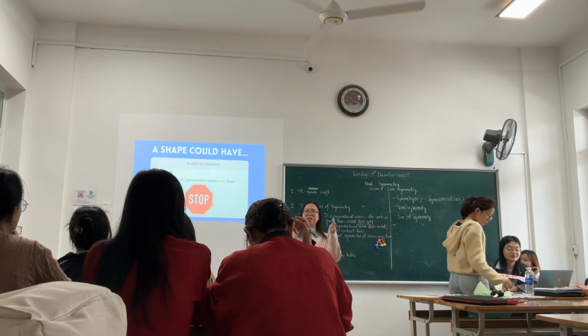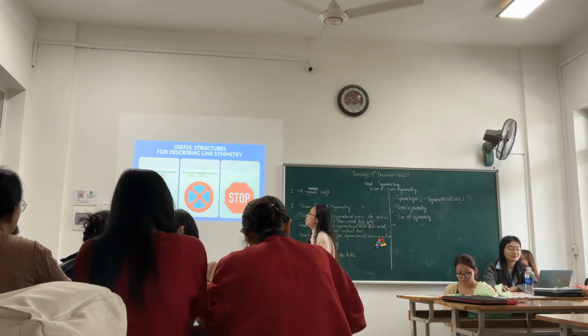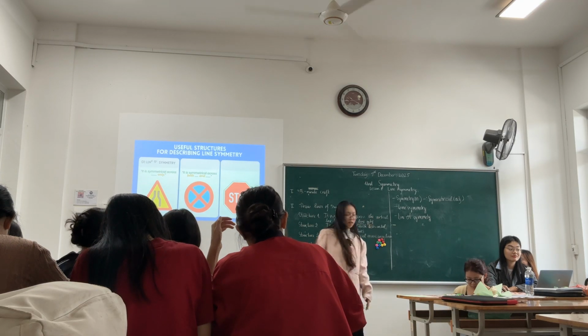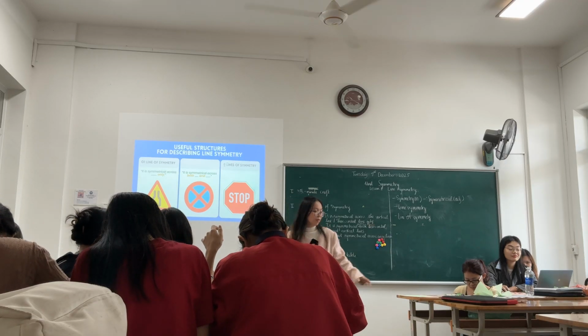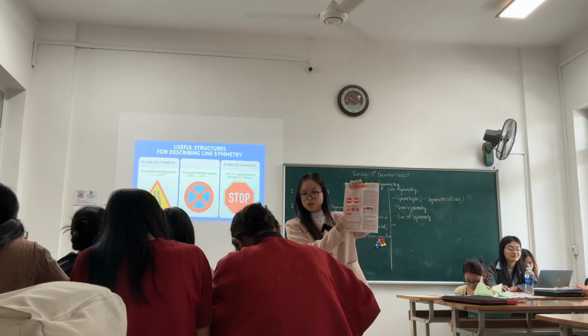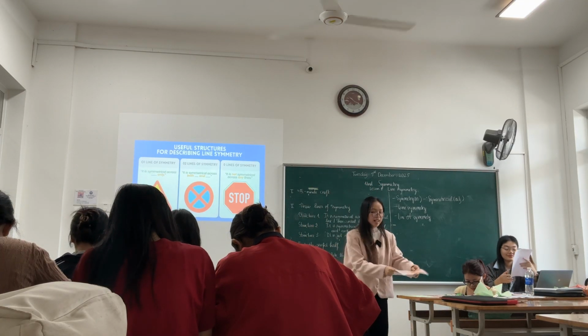Okay, good job. So in total, there are three structures that you need to keep in mind to describe the line symmetry. And you can refer to the structures in this part of the textbook. Useful structures. See that? Alright. So now, let's have a quick practice.